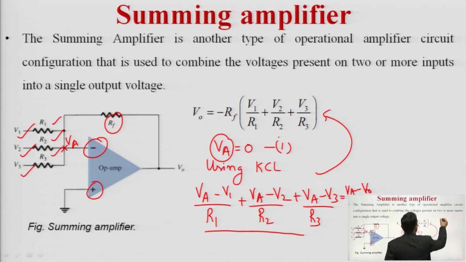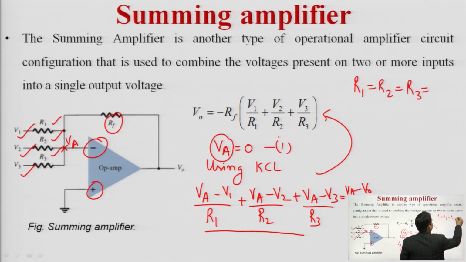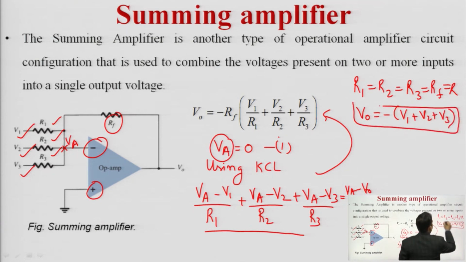Now if we have the relationship that R1, R2, R3 and RF are equal, let's say equal to R, then the relationship will be V0 equals minus of (V1 plus V2 plus V3). So we have the summation of input voltages.